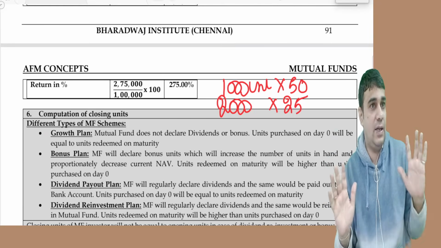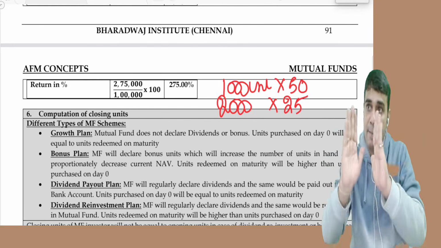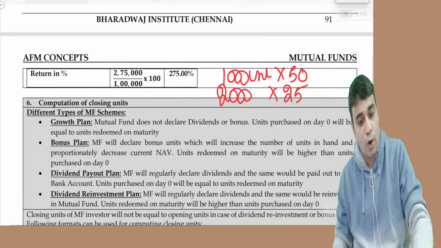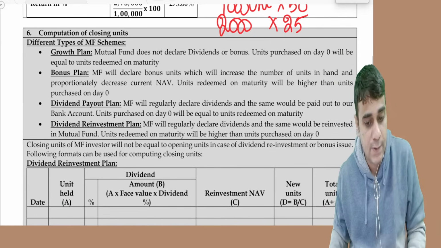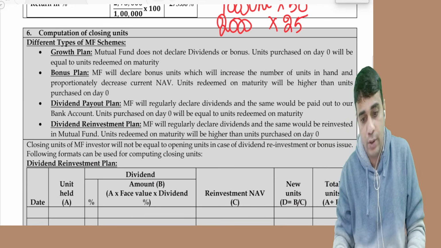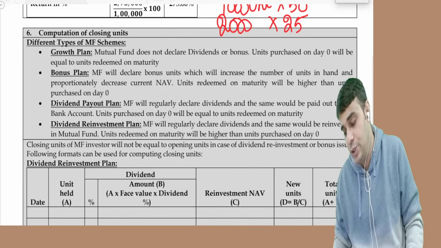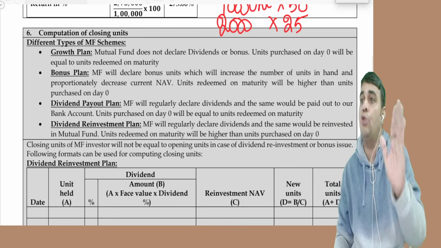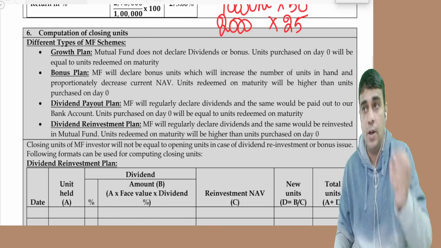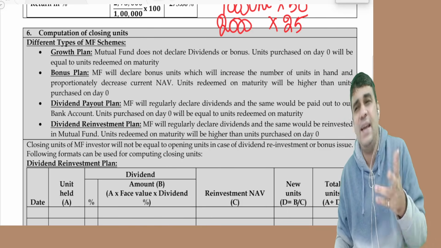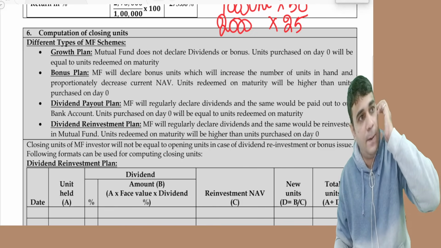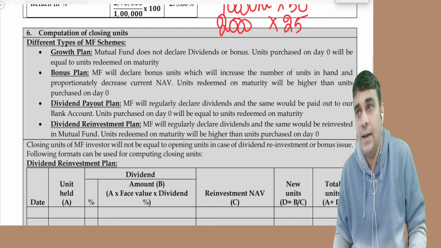But still, in the practical world, some MFs offer it, and obviously we have it in our ICA material also. So what is a bonus plan? MF will declare a bonus, units will increase, and proportionately NAV will go down. Units redeemed on maturity will be higher than the units purchased on day zero. You purchase 1,000 units, but when you redeem, it can be 10,000, 20,000, 30,000, 40,000, any number. Does it make any difference? Technically, zero utility.